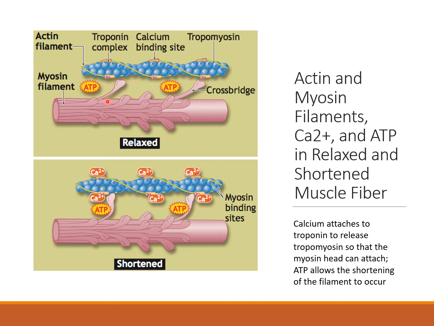So how does that get released? Well, it's actually because of calcium. When that signal comes down through the T-tubule and the calcium gets released into the sarcomere, all of a sudden these calcium ions will start to attach onto these calcium binding sites. And they will actually free up the tropomyosin and allow the myosin heads to attach to the actin. So this is where calcium is very important in muscle contraction.